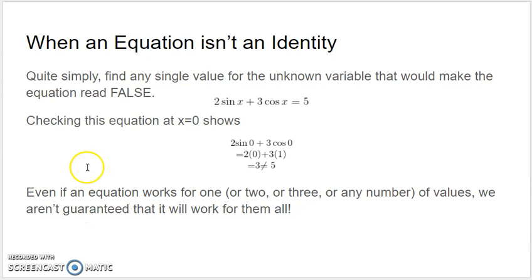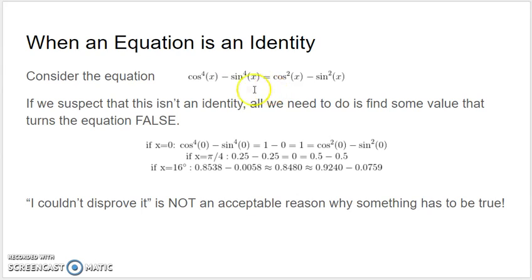So for instance, let's say I've got this right here. I've got cosine to the 4th of x minus sine to the 4th of x equaling cosine squared of x minus sine squared of x. So I'm taking those differences there.